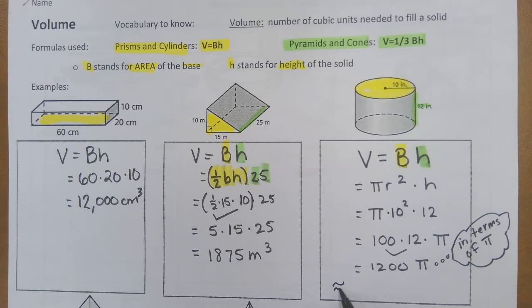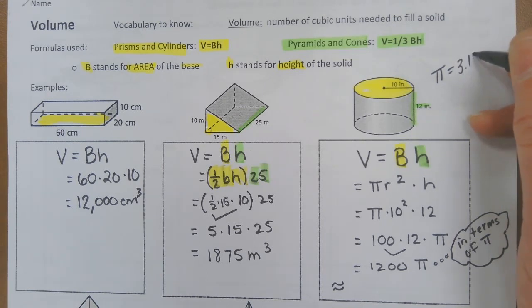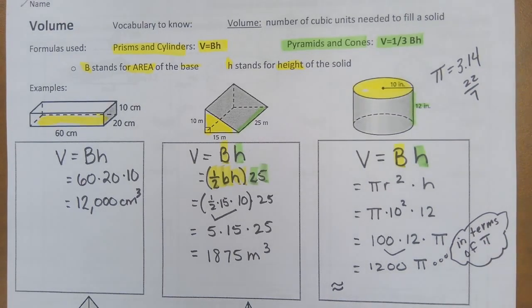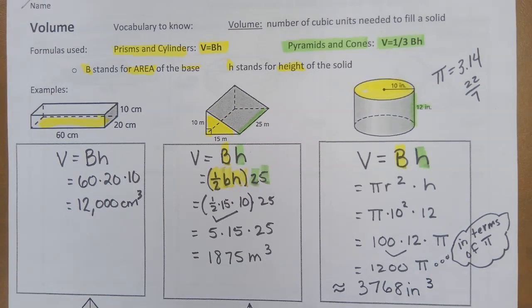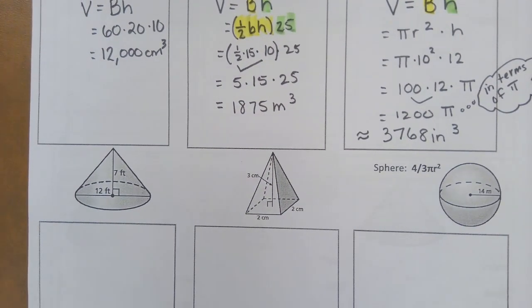And then we'll go one more step after we do that. Whenever we use pi, we're going to use 3.14 or 22/7. We're not just going to use the pi key on the calculator. So take this times 3.14 and we get 3,768 inches cubed. Okay. All right. The next part we're going to do is we're going to move into pyramids and cones.